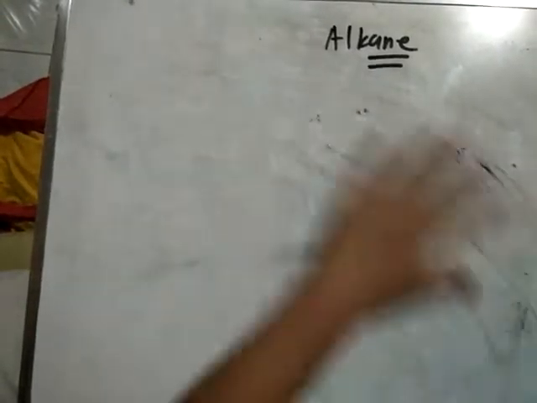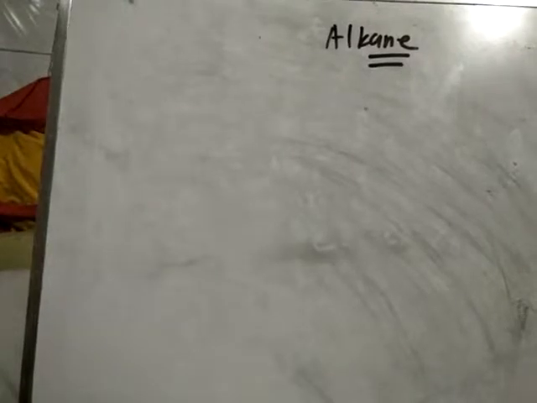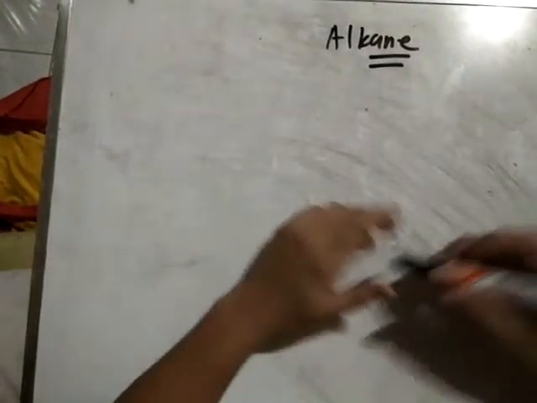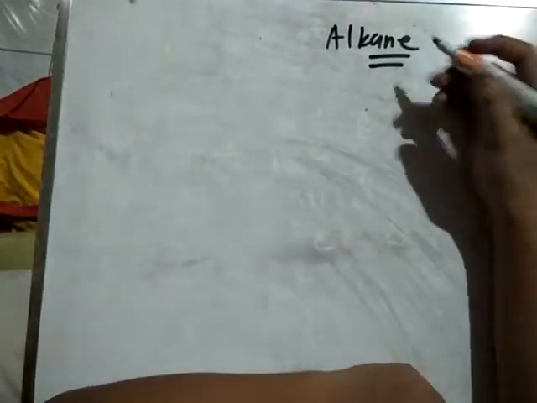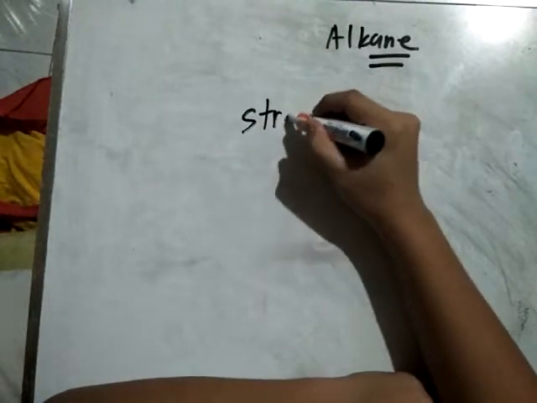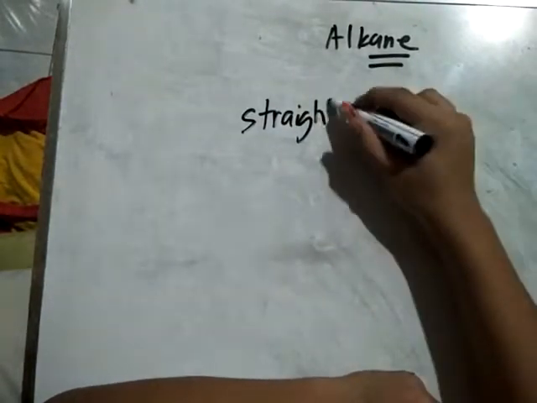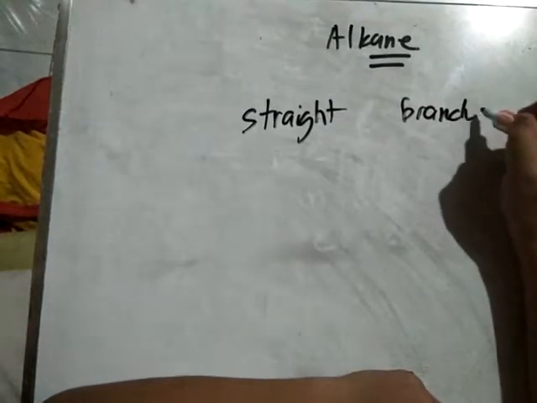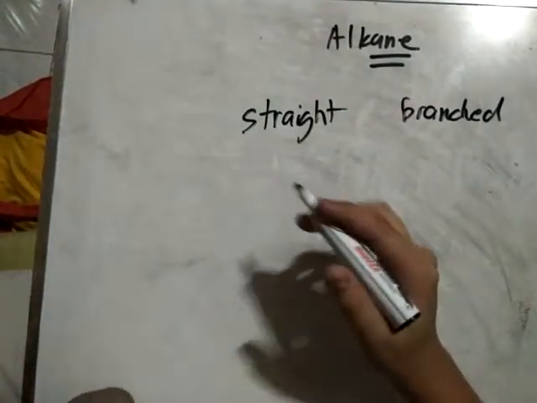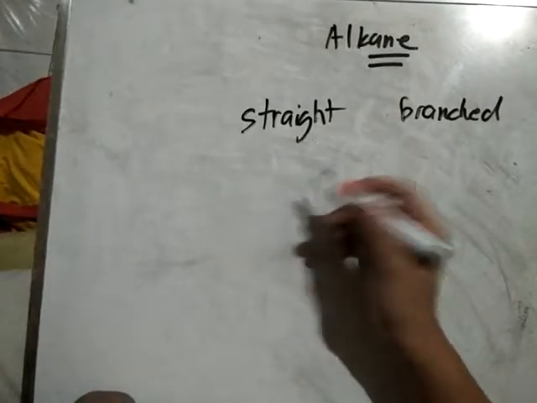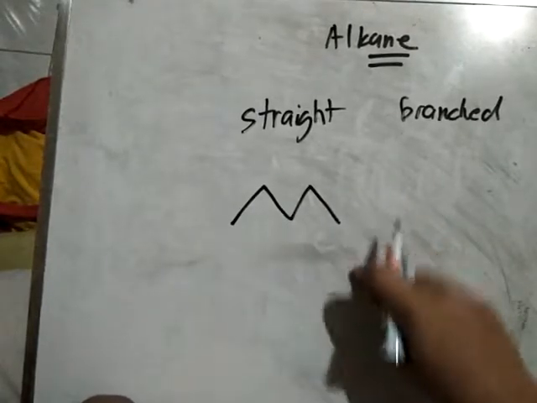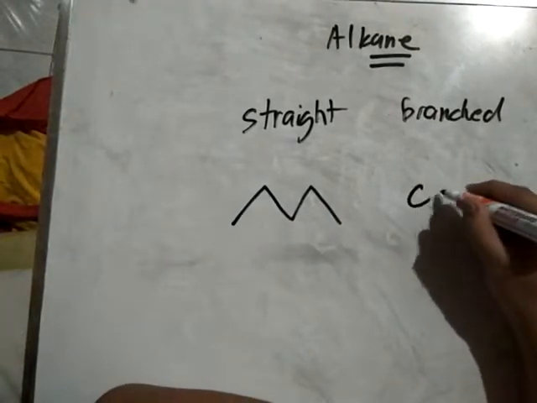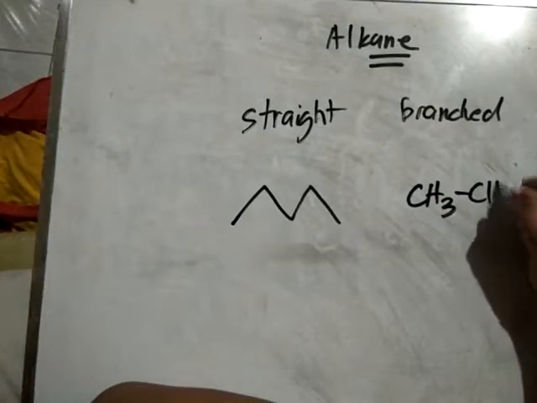Now, let's discuss how to name branched alkanes. See, alkanes can have many forms. Actually, tons of forms. But the main ones are straight and branched. Now, straight alkanes usually fall in this order. It's just one continuous chain. But branched could have many forms. For example, like this.